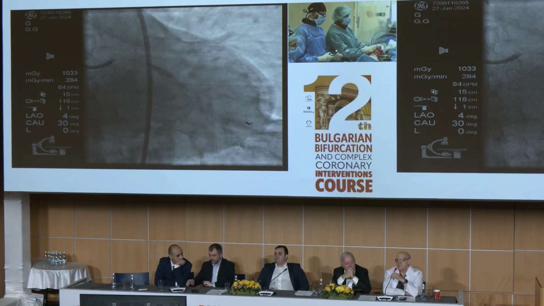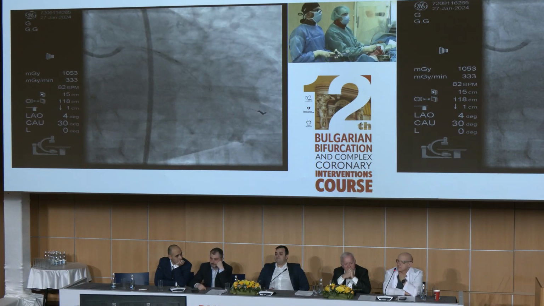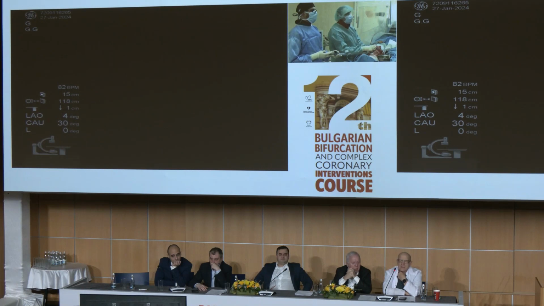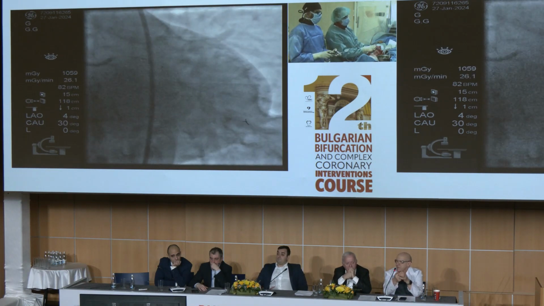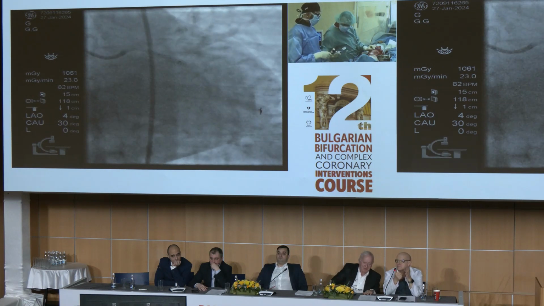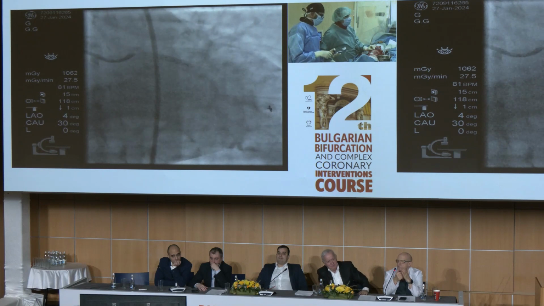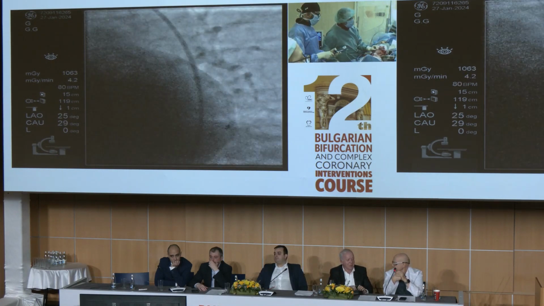I mean, the rationale of using non-compliant balloons: many years ago, there were some studies that proved several things. First, if you inflate the stent, there is malposition in, let's say, almost 10 to 50% by angio, but more than 70% by IVUS.